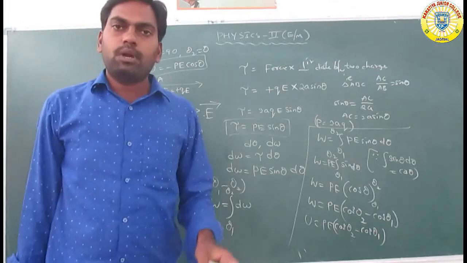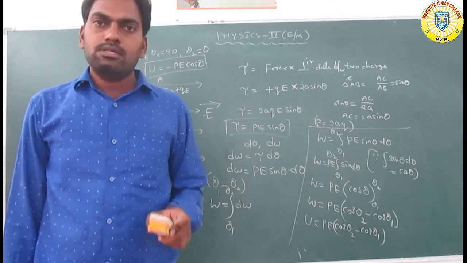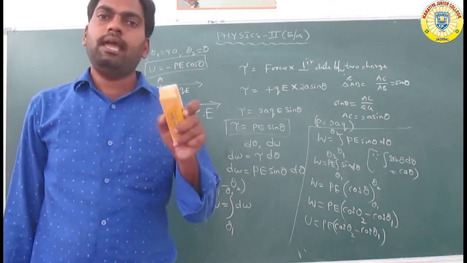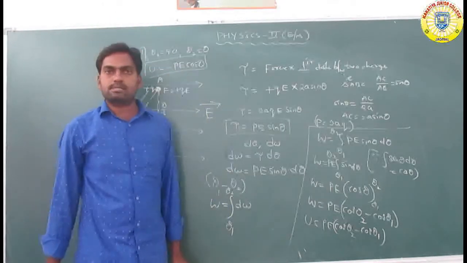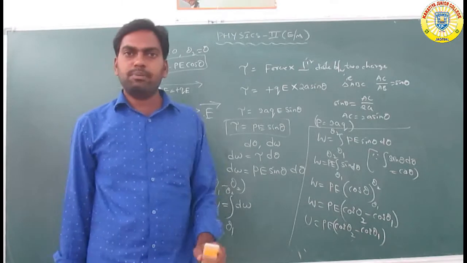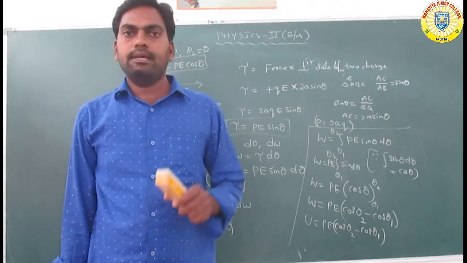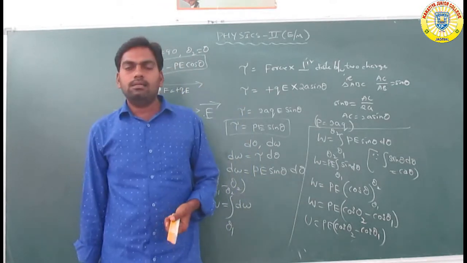The total work done is stored as potential energy. So U is equal to minus Pe cos theta, or minus P dot E, in vector form. Right. Now let us discuss another topic.